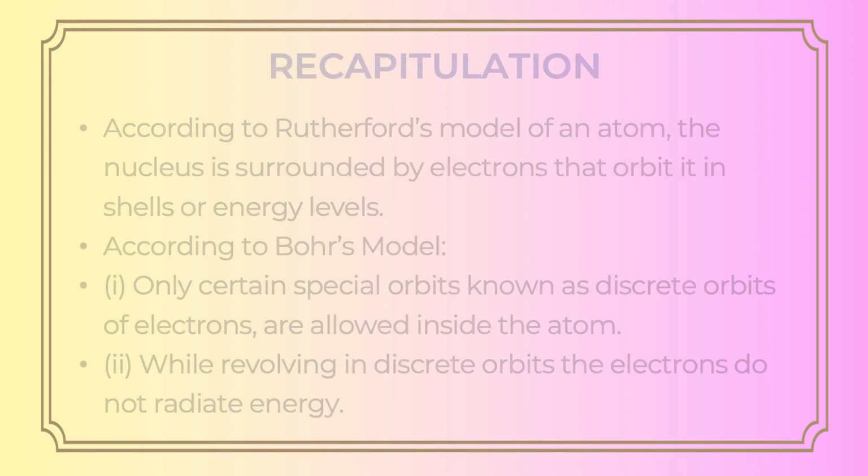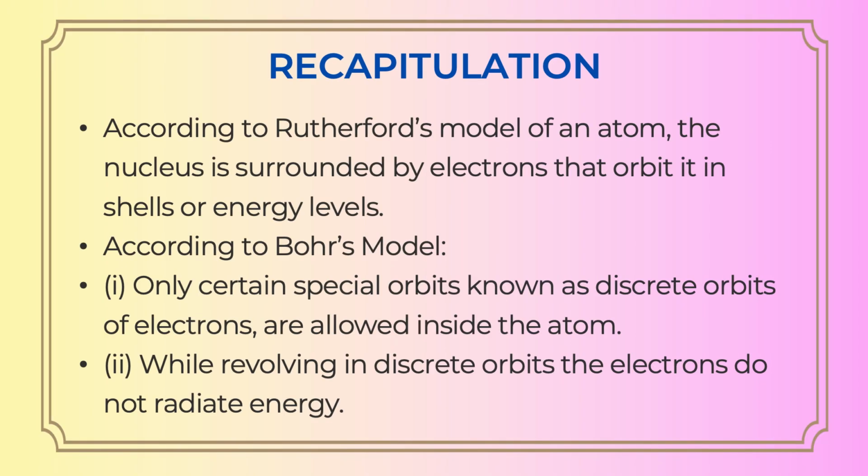According to Rutherford's model of an atom, the nucleus is surrounded by electrons that orbit it in shells or energy levels, and according to Bohr's model, only certain special orbits known as discrete orbits of electrons are allowed inside the atom, and while revolving in discrete orbit, the electrons do not radiate energy.